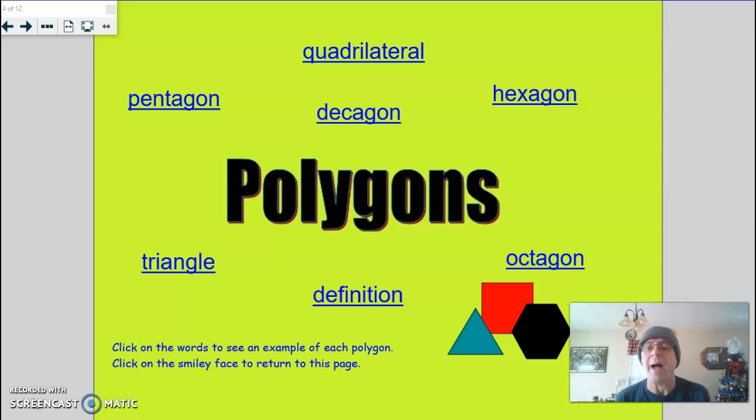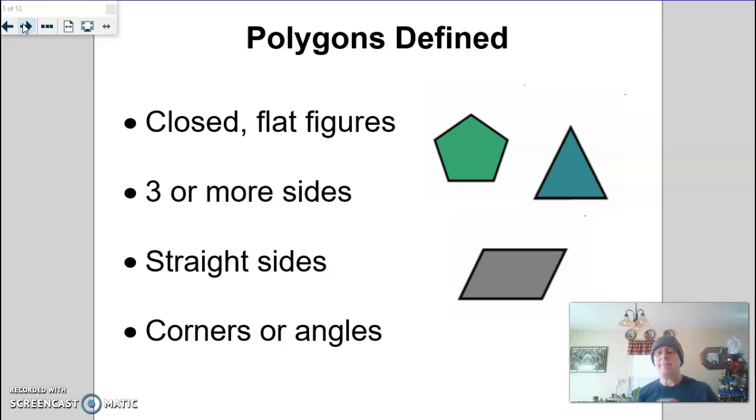Today we're going to talk about polygons. And polygons, you may be like, I don't know what a polygon is. Let's start by talking about what exactly a polygon is. Okay? A polygon is a closed, flat figure.